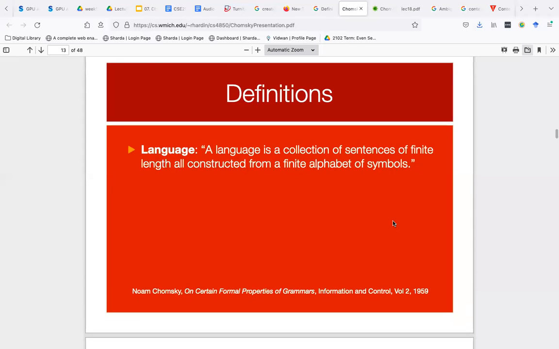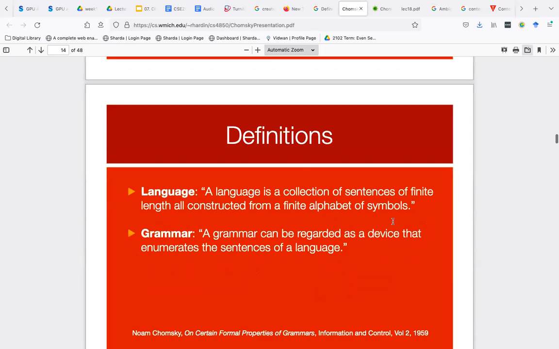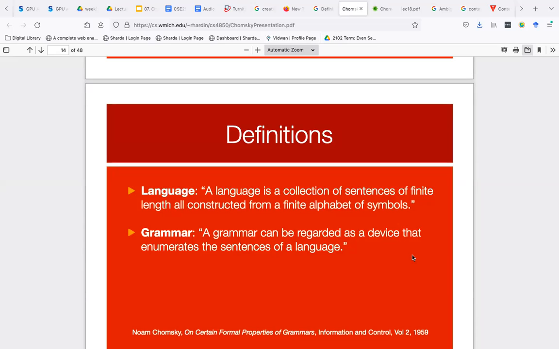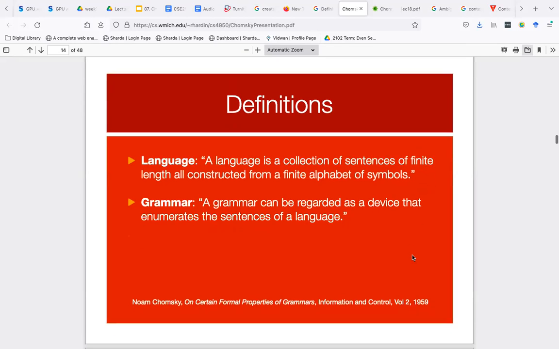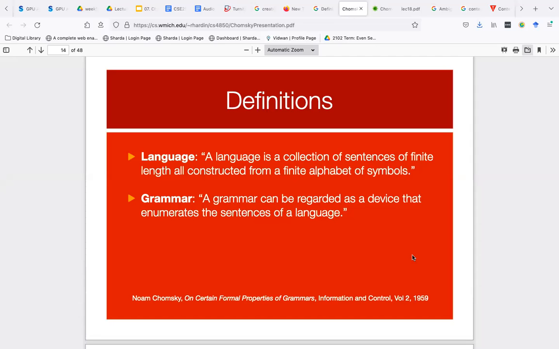Yeah. So when we talk about grammar, we first talk about language. Language is nothing but a collection of sentences of finite length, all constructed from a finite alphabet of symbols. The finite alphabet of symbols is sigma. We add certain aspects to sigma, then we come up to grammar. Grammar is what? A grammar can be regarded as a device or a system or a framework that enumerates the sentences of a language. Enumerates means which can identify that this sentence is part of a language or not part of a language.